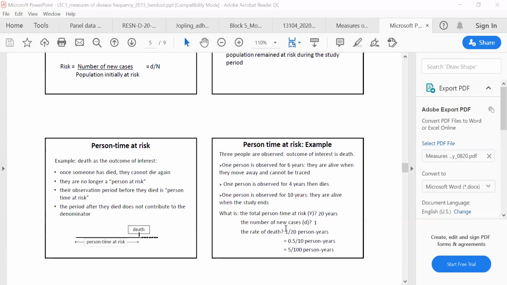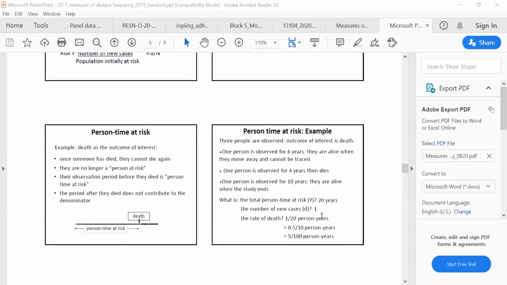You can change this, like if you divide by 2 you'll get 0.5 over 10 years. If you multiply this by 10, it then becomes 5, and 5 deaths per 100 person years, and it becomes this. So I think this is an example.